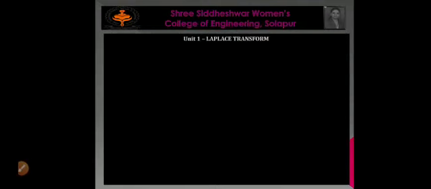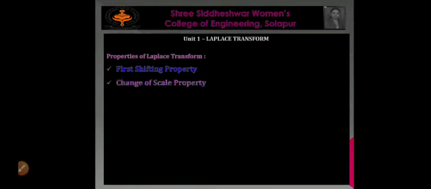We are dealing with the first unit, Laplace transform, of the Engineering Mathematics 3 syllabus, and we have seen its definition and also 4 properties of Laplace transform. We have solved examples based on these properties. The properties are namely first shifting property, change of scale property, multiplication by t raised to n property, and the fourth one is division by t property.